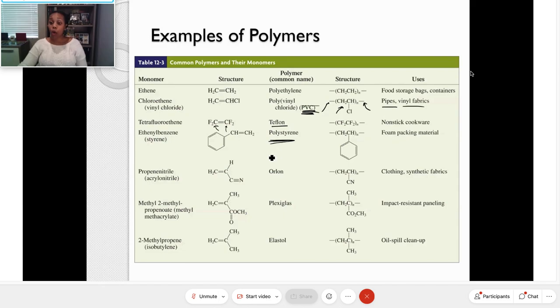Polystyrene, styrofoam containers. Styrofoam containers, it's this polymer with a benzene ring attached. Orlon is something that is present in some clothing. Plexiglass, this is the repeating unit that we see. It has this ester and it has a methyl attached to the same carbon, but this repeating in either direction. And then elastol is a compound that was made for cleaning up oil spills, because you know oil and water don't mix, and so we can use this polymer to clean up oil spills.